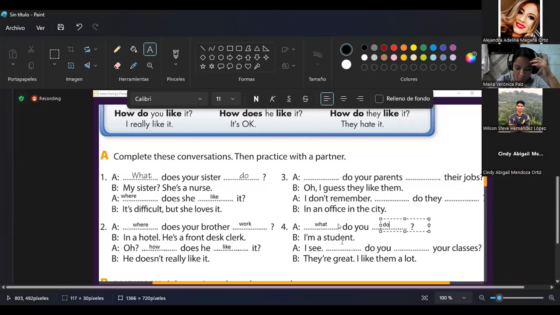Eso no sé. I see. Oh, what do you do? Es aparte. No. Le dice, porque le pregunta, ¿qué hace? Yo soy estudiante. Ya veo. Y después le pregunta por los compañeros. ¿Quiénes o cómo son tus compañeros de clases?